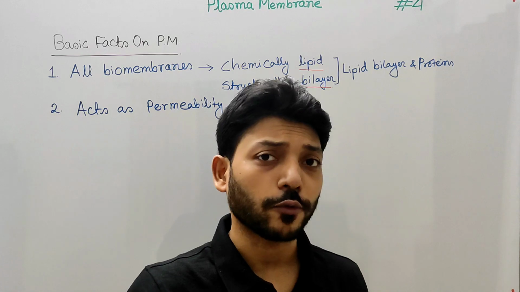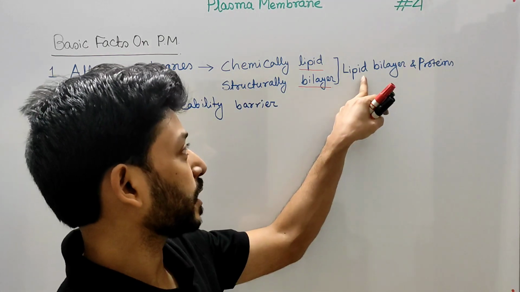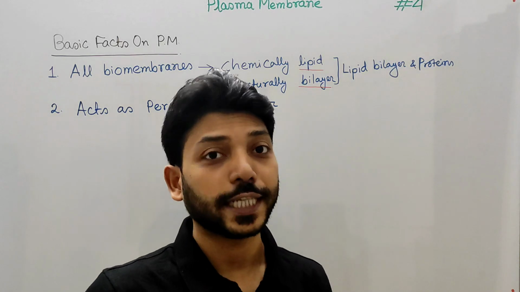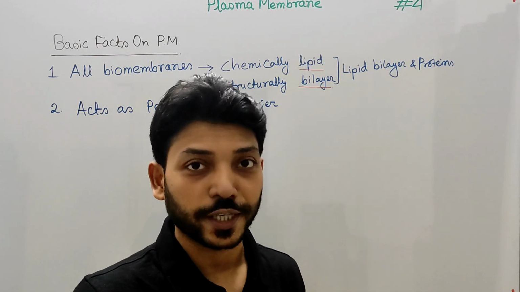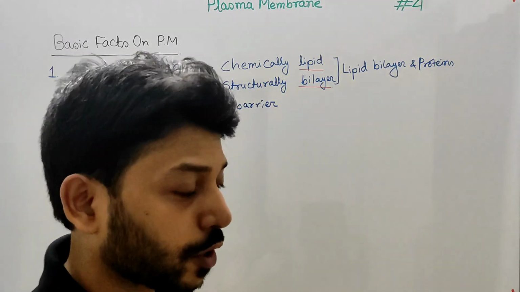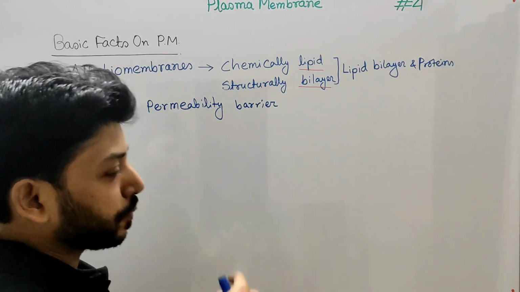Now why are most water soluble molecules not permeable? Because in my previous video I have mentioned that lipids are actually non-polar in nature and water is polar in nature. So polar and non-polar do not mix. So that's why most of the water soluble molecules are not permeable through the membrane. That's why it acts as a permeability barrier.